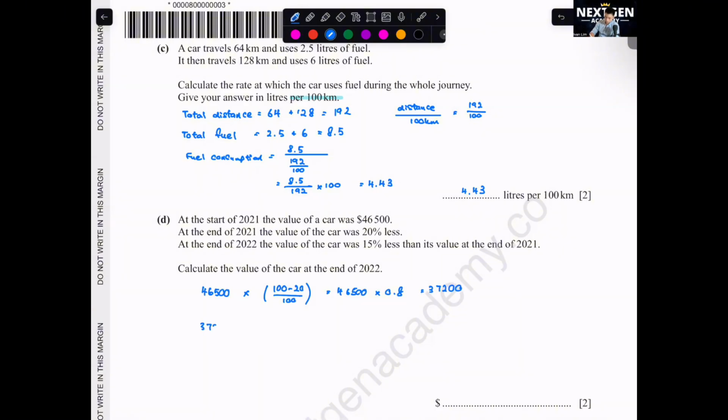37200. Then next one, 37200 times 100 minus 15 over 100. So here will be 37200 times 0.85 or 85 over 100. We'll get 31620.